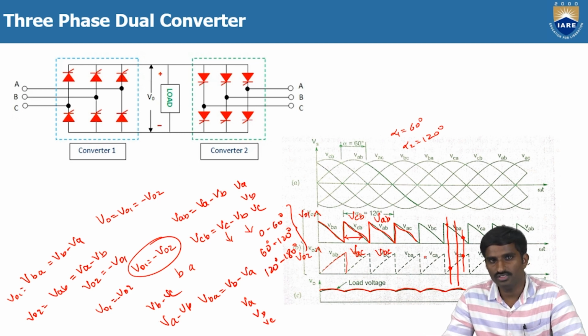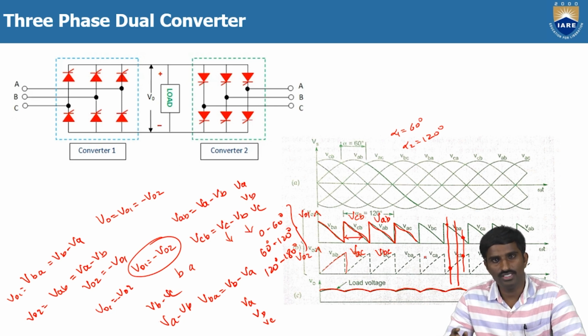The difference between the non-circulating and the circulating current mode is, if the two converters are operating at the same time, then it is a circulating current mode, because the current is circulating from one converter to another. In the non-circulating current mode, only one converter operates at a time, so there is no flow of current from one converter to another, and that's why it is the non-circulating current mode.